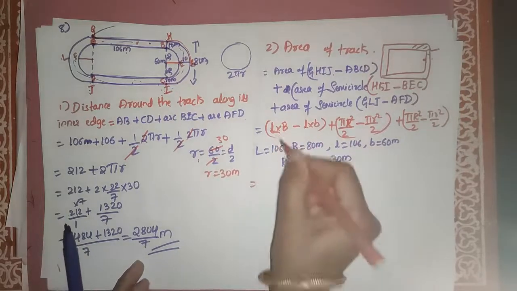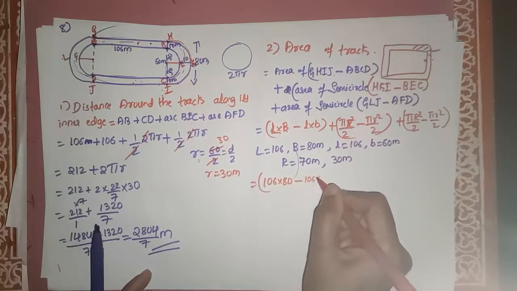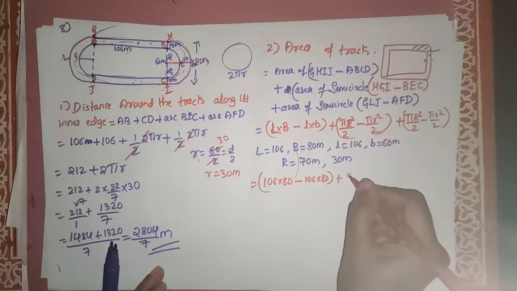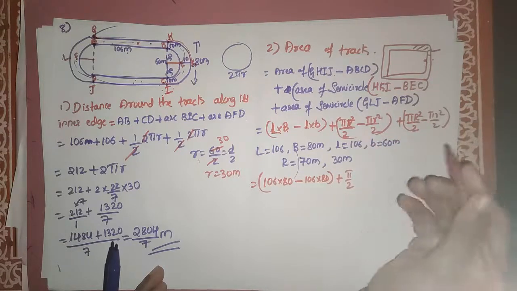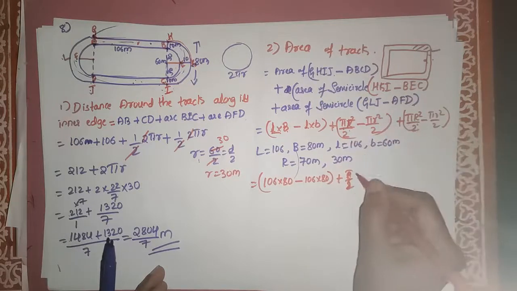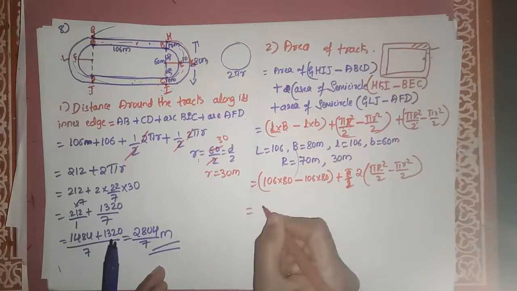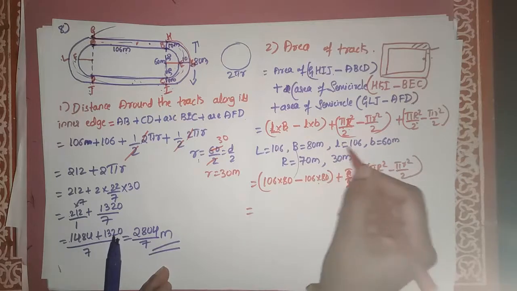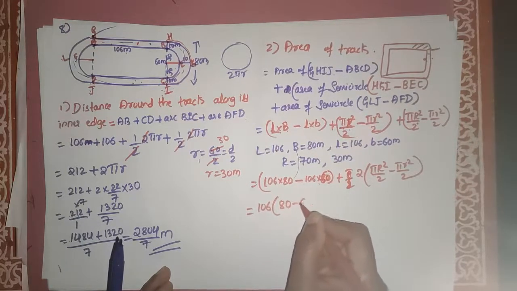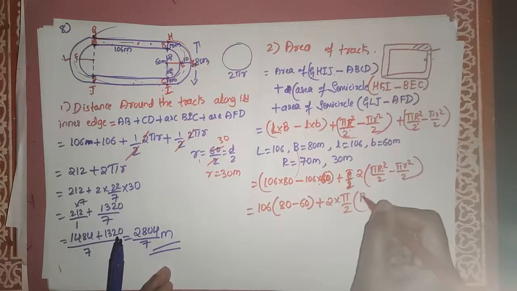So here L into B, 106 into 80 minus 106 into 60 plus, here pi by 2 is common. Okay, let's simplify these. These are the same thing here. This is 1 and this is 1, 1 plus 1, 2. 2 times pi capital R square by 2 minus pi small r square by 2. Here small b is 60. So here 106 is common. 80 minus 60 plus 2 times pi by 2 is common. Here we have R square minus r square.